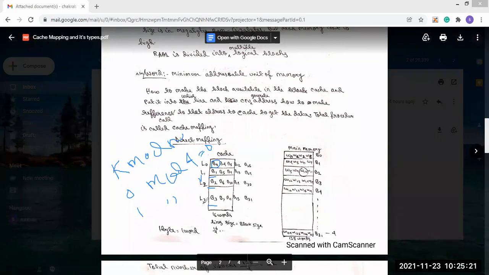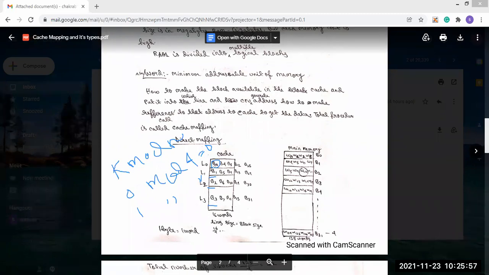And here we are considering the line size, that means the size of the line, at a particular time, in a line, how many blocks can be available. The line size is equal to the block size. That means in a block we can accommodate 4 words at a time, so in a line we can also accommodate only 4 words at a time.